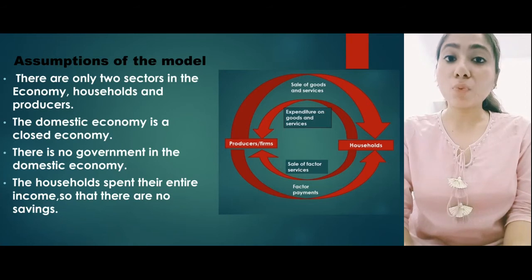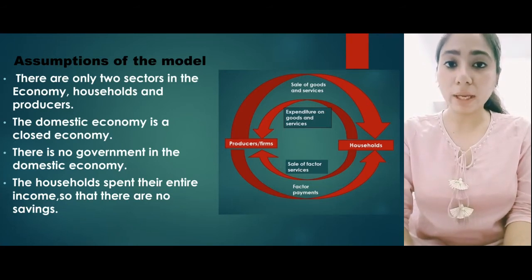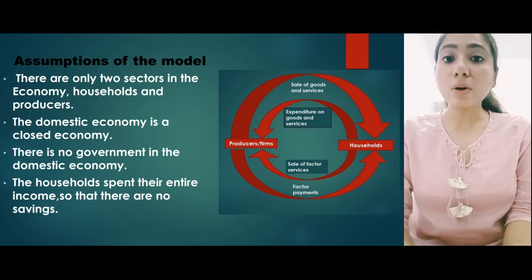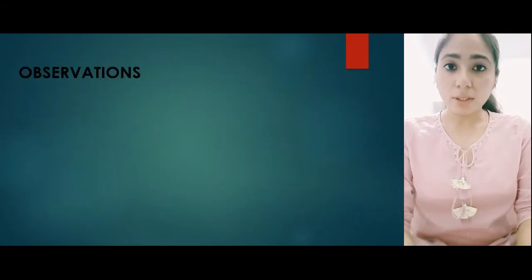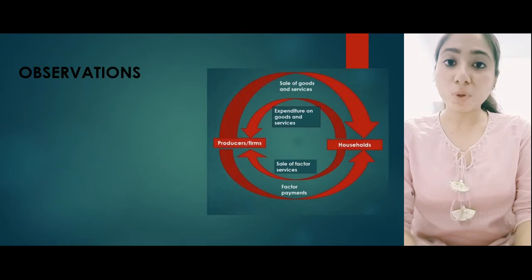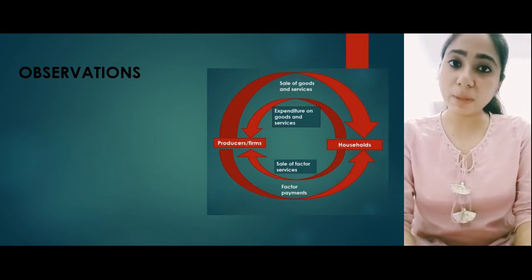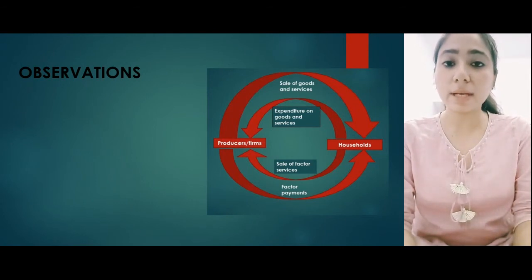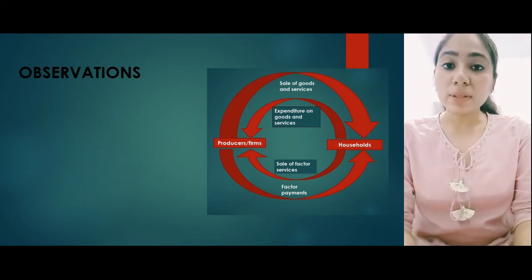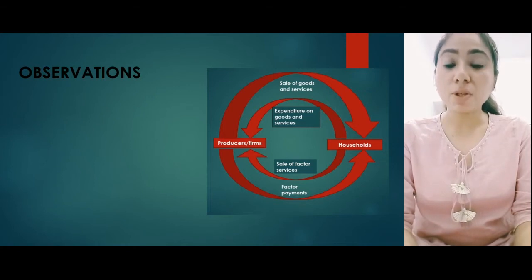That means that whatever they are getting in the form of income, they are spending the whole of it, and they're not saving it at all. These are all the assumptions we are going to take to explain it further. Now look at the model. As you all know, the household sector is providing the factor services to the producer sector, right? And the producer sector is providing the factor payments in the form of rent, wages, salaries, profit, interest, etc. So the producer sector is providing these factor payments to the household sector, right?